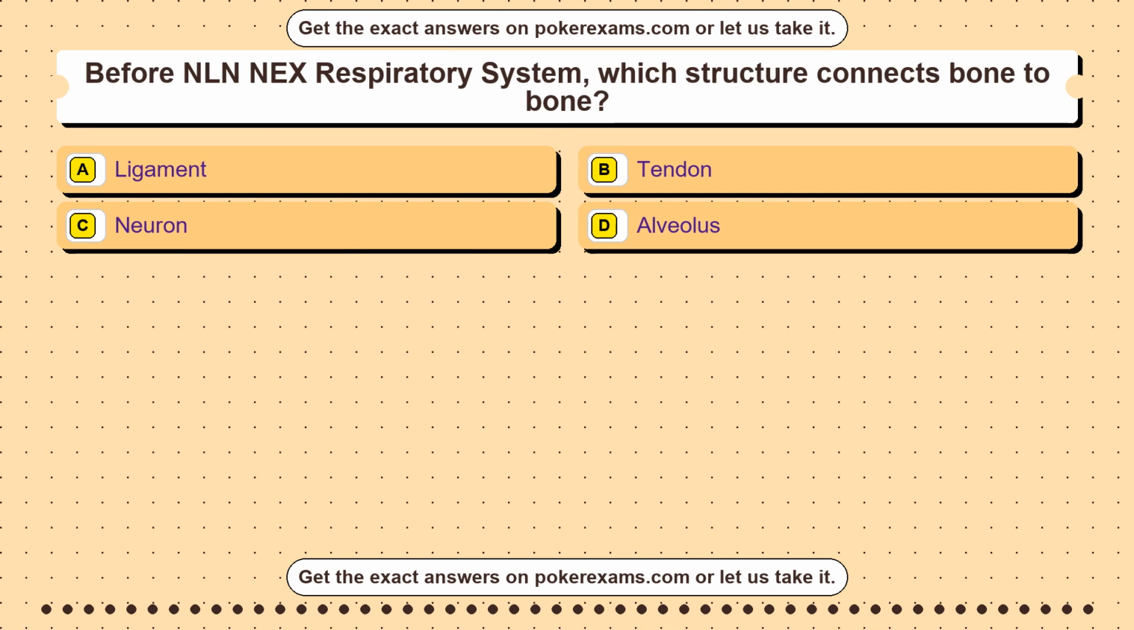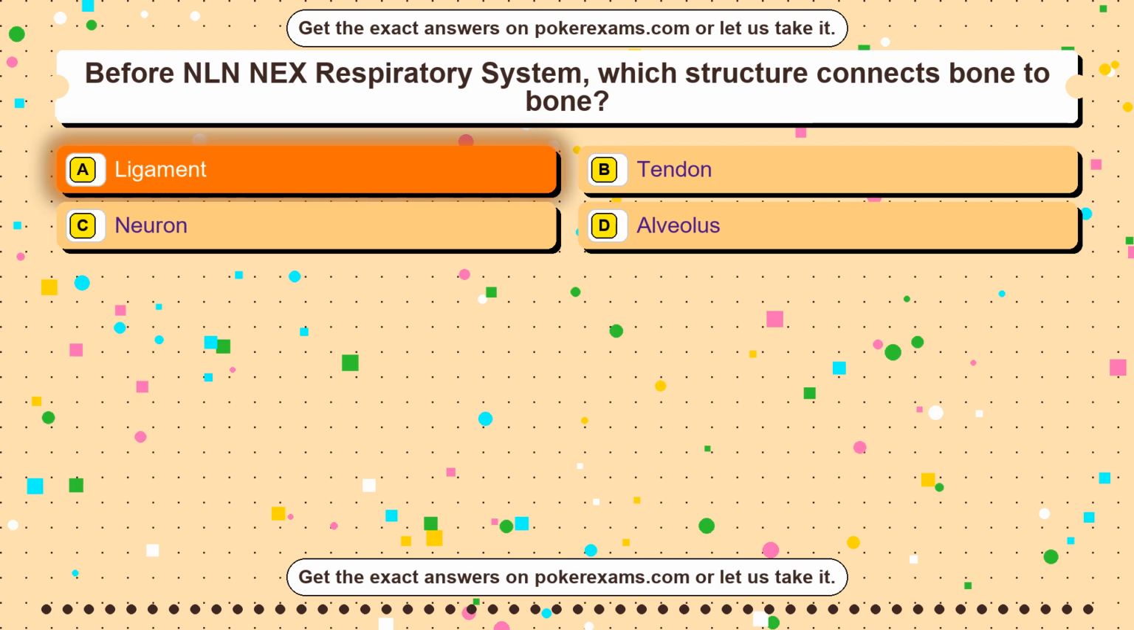Question 45. Before GED reading comprehension practice, which number is 7 less than 20? Option A, 13. Option B, 17. Option C, 27. Option D, 140. The correct answer is option A.